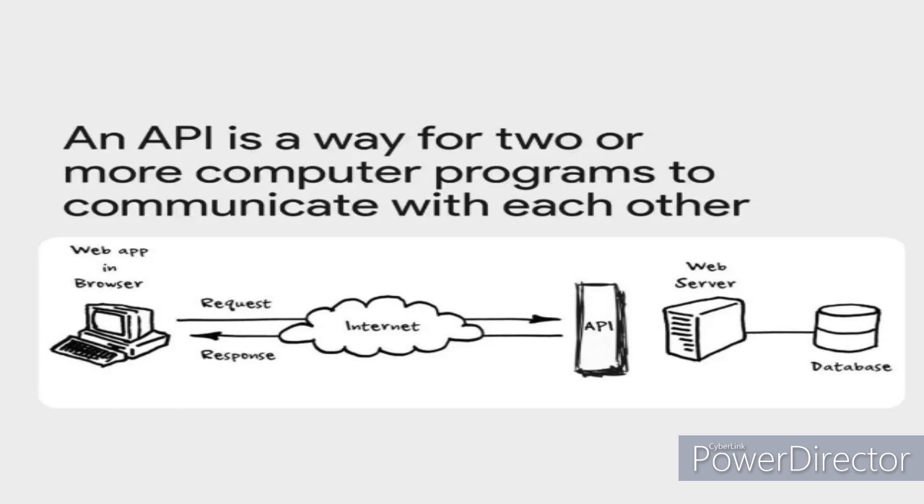So a server is just another computer. Your device is another computer, and we have these two devices interacting, and they interact using what we call the API. I hope I've managed to explain what an API is.